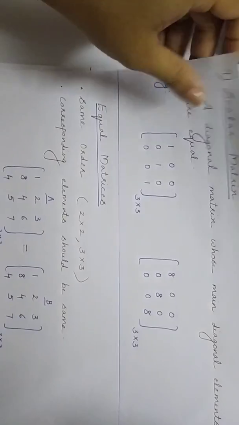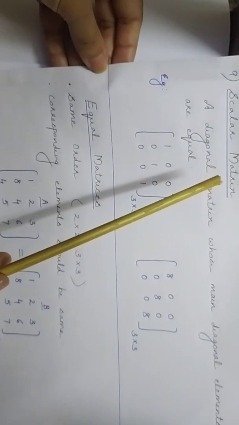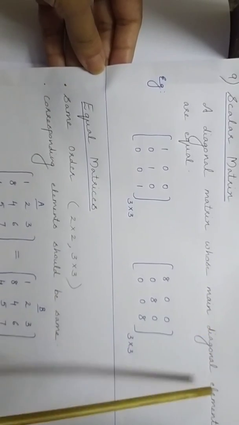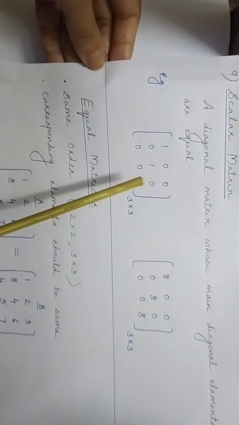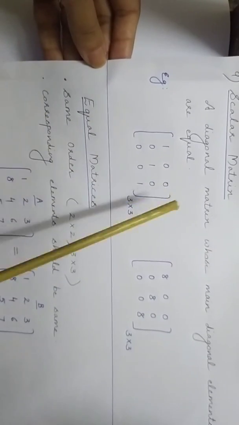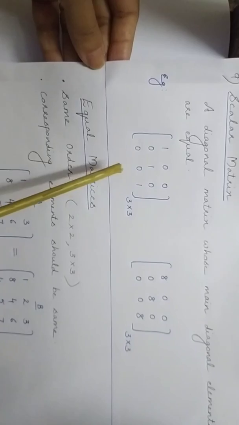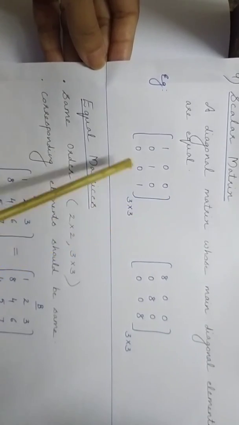So next type of matrix is scalar matrix. So it is a diagonal matrix whose main diagonal elements are equal. For example, in this matrix 1 0 0 0 1 0 0 0 1. Scalar matrix means the diagonal elements will be the same. So this is an identity matrix. This one is a 3x3 identity matrix.